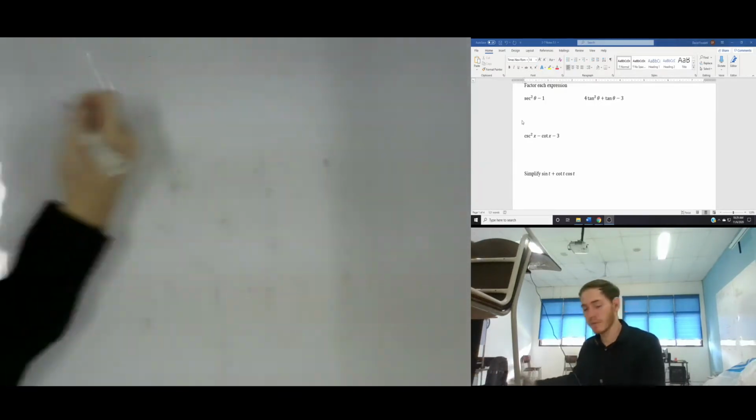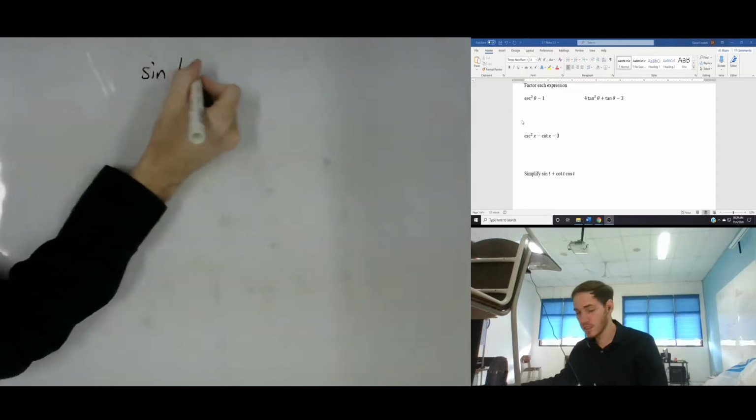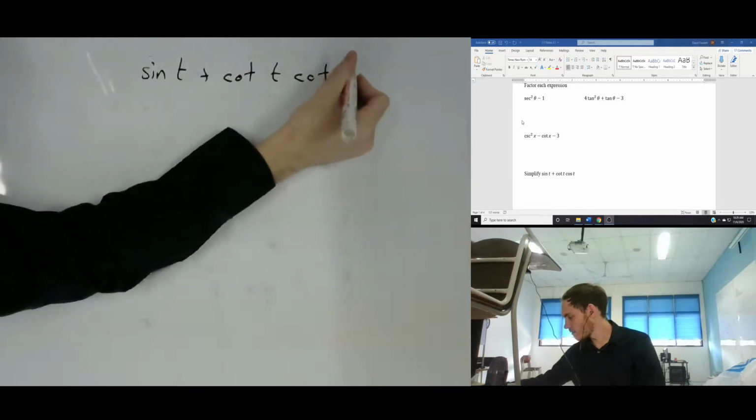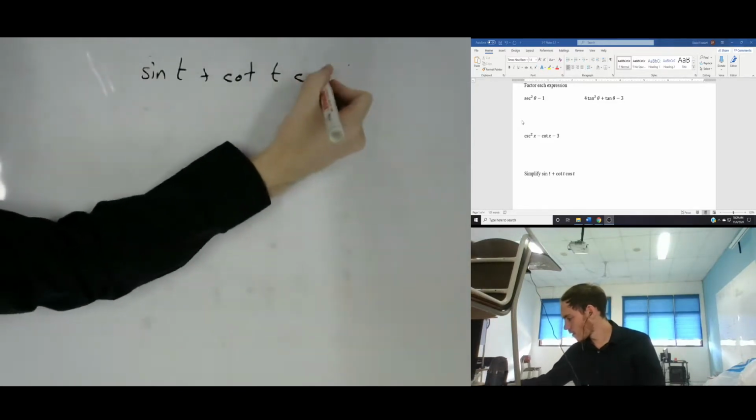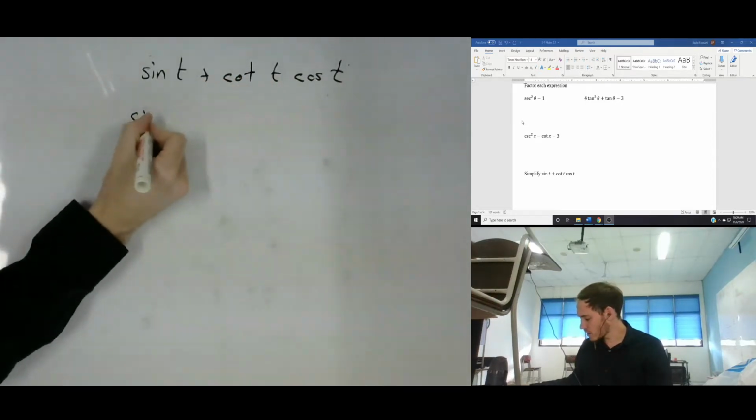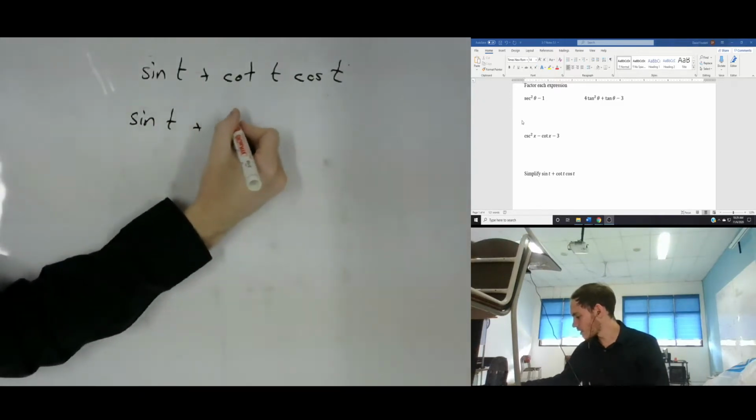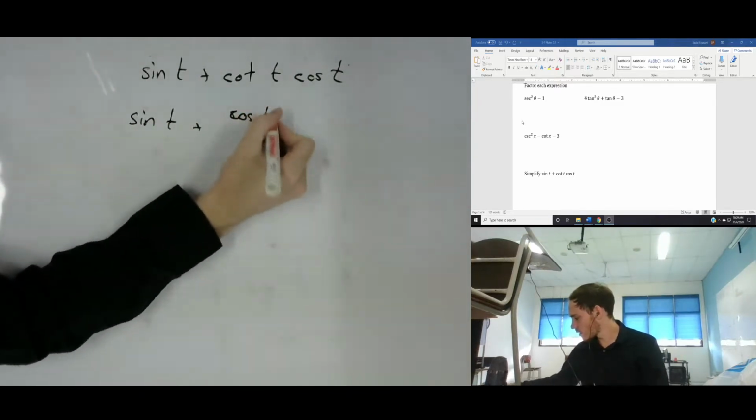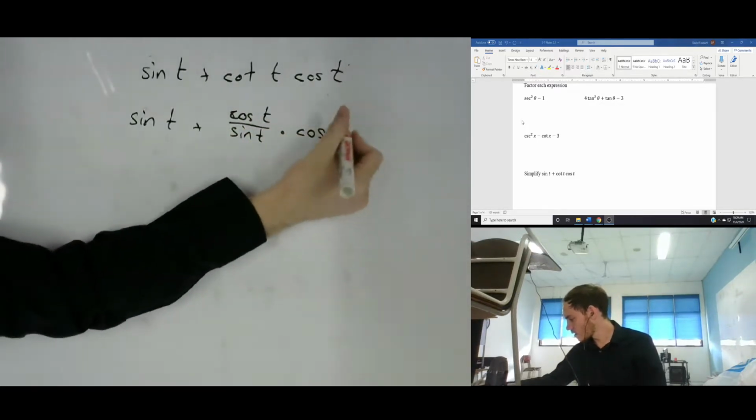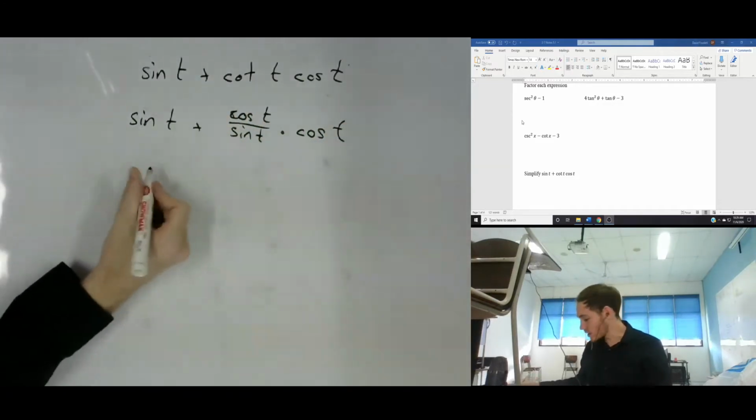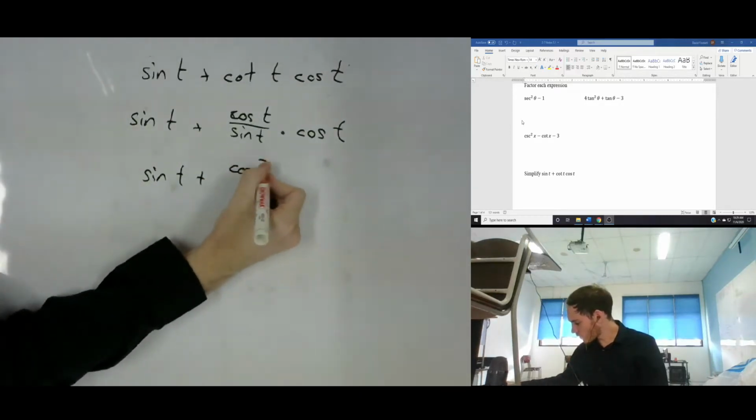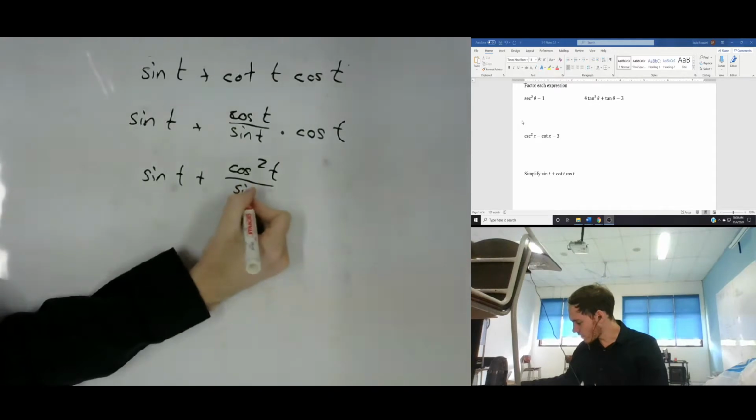Moving on, simplifying. So you have sine of t plus cotangent t cosine t. So notice we can write this as a quotient. So we're going to get sine of t. That didn't change. And we're going to get cosine t over sine t times cosine t, right? Multiply, you get sine t plus cosine squared t over sine t.